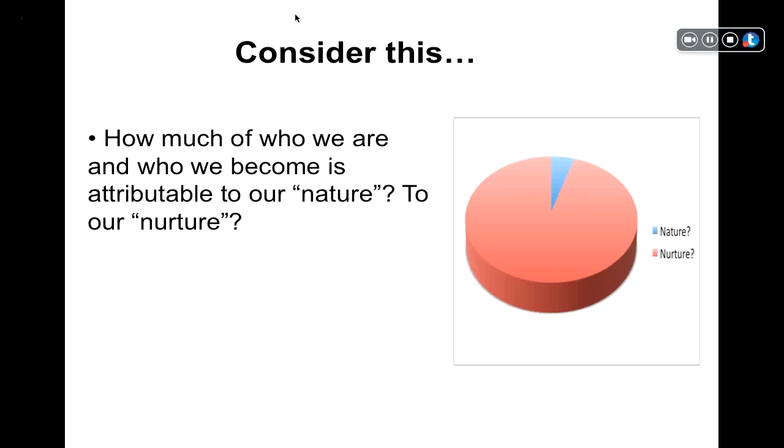So something to consider, and I'll throw these consider this slides into these lectures here and there, but something that probably you should ask yourself every now and then is how much of who we are and who we become is attributable to our nature. That is, how much of who we are, our potentialities, our abilities, and that sort of thing is something that we inherit from our parents. How much is attributable to the experiences that we have in the world. So, for example, we'll take a lawyer. President Obama is an attorney.